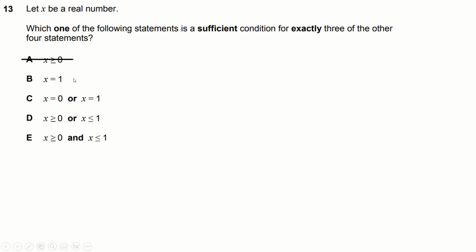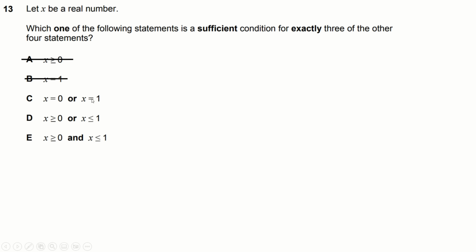If this is true, then that's sufficient to conclude this, of course. It's sufficient to conclude this, because we're in this case. It's sufficient to conclude this, we're actually in both cases. And therefore, of course, it's sufficient to conclude this, because we're also in both cases. But that's 4 things that it's sufficient to conclude. So that can't be the case either.